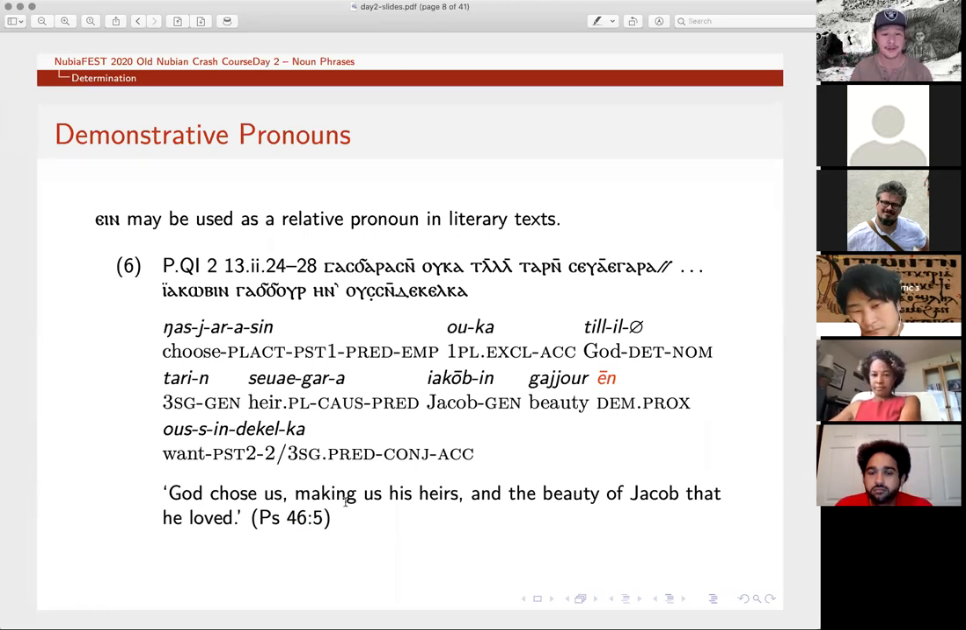As in this case, so like God chose us, making us his heirs, and the beauty of Jacob that he loved, from Psalm 46. So the beauty that he loved is this sentence right here. And that, which we also have in Greek, because actually this is a bilingual text, so we can see even the Greek from which the Nubian scribe translated, has a relative pronoun. And so has apparently the Old Nubian, even though it's very rare. We see here that a demonstrative pronoun is reused as a relative pronoun in order to make the translational Nubian closer to a Greek ideal, between quote marks. And you also see this, for example, in word order and several other things that are happening in these Psalm translations. And this is probably not something that any ordinary Nubian would have said in their daily lives.